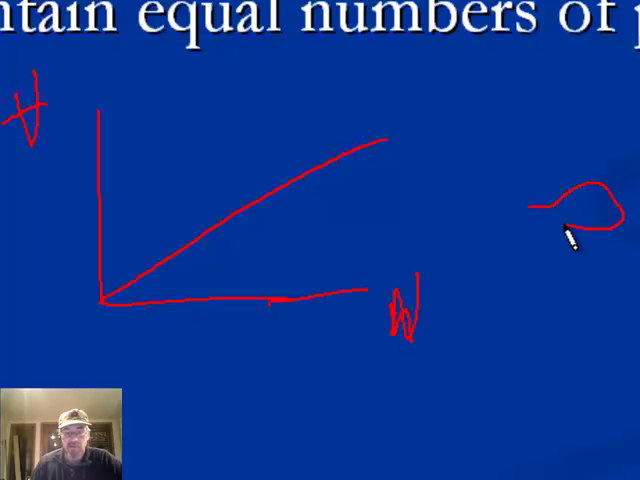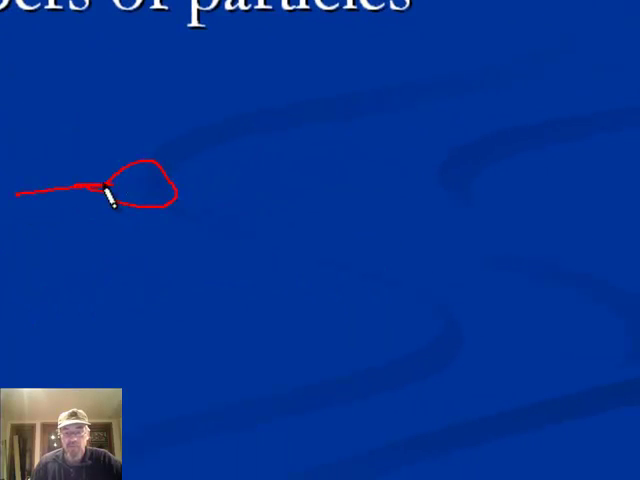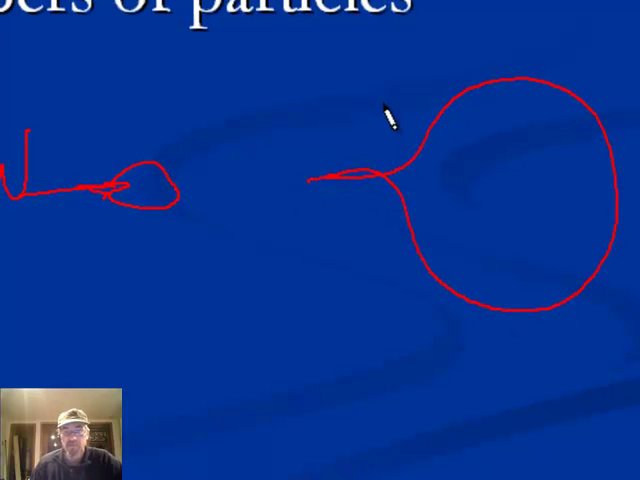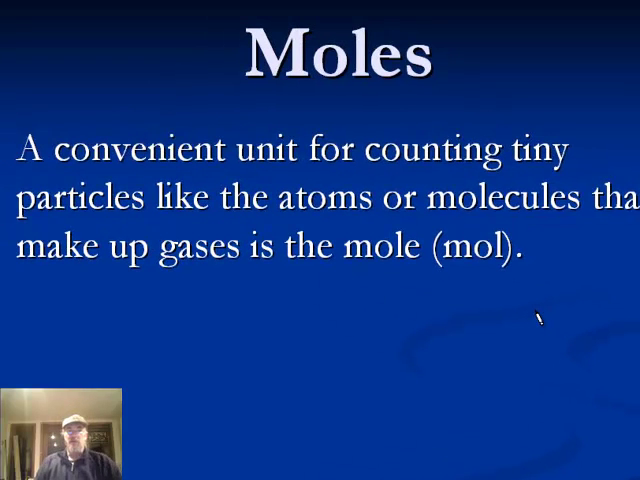You have a balloon, it starts out pretty small, and then you put more particles of gas in there by blowing into it, and the volume of the balloon grows. To do calculations involving this, because there are so many molecules, atoms or particles that make up a sample of gas, it's useful to have a unit that encompasses a lot of these particles. And that unit is called the mole.